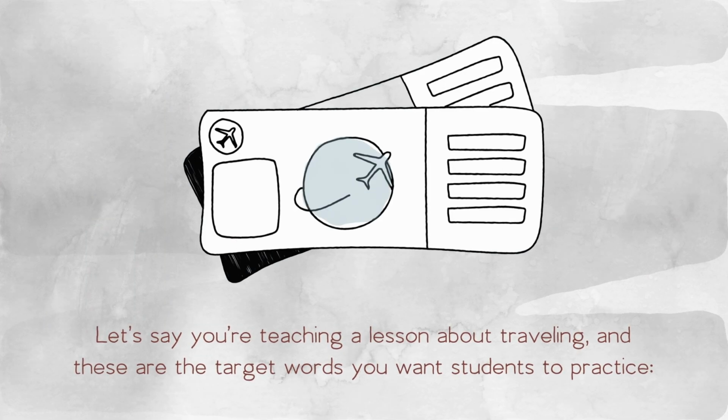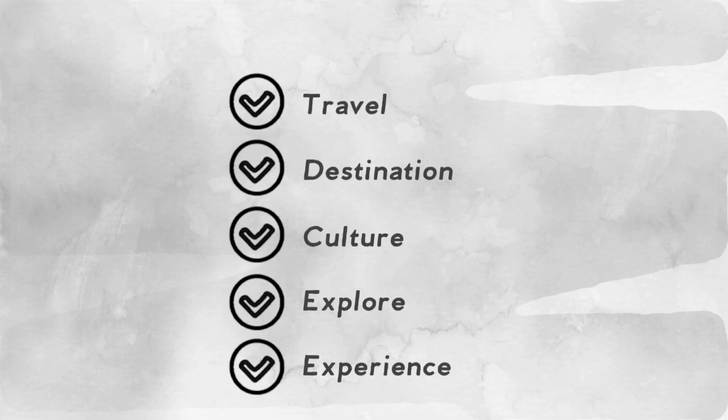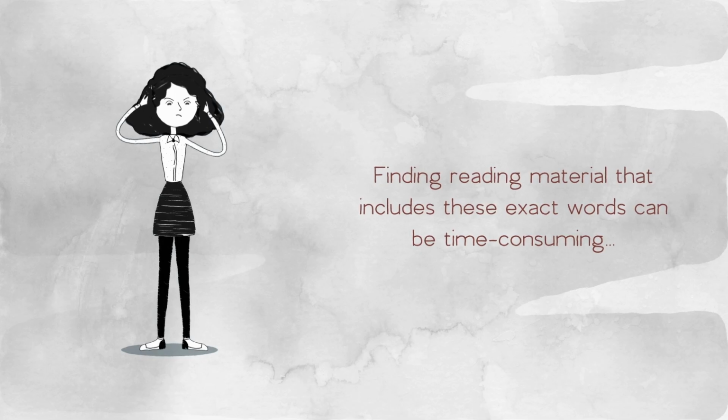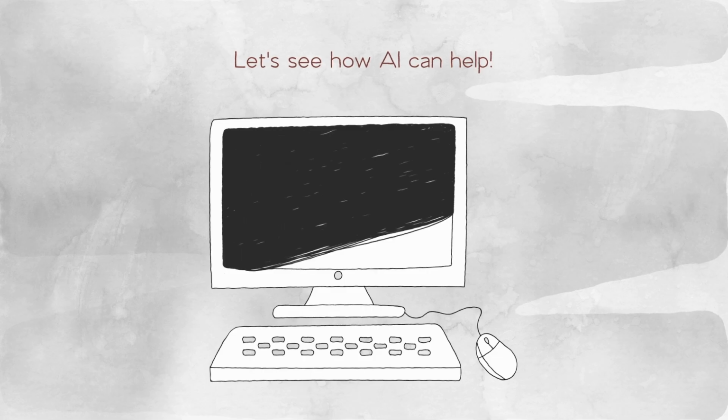Let's say you're teaching a lesson about traveling, and these are the target words you want students to practice: travel, destination, culture, explore, and experience. But here's the challenge. Finding reading material that includes these exact words can be time-consuming, so let's see how AI can help.